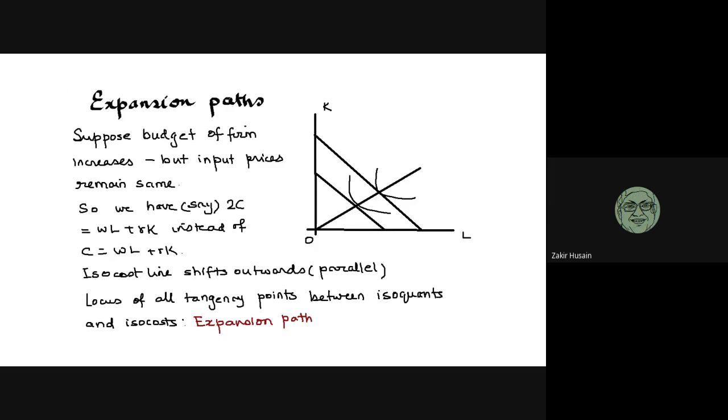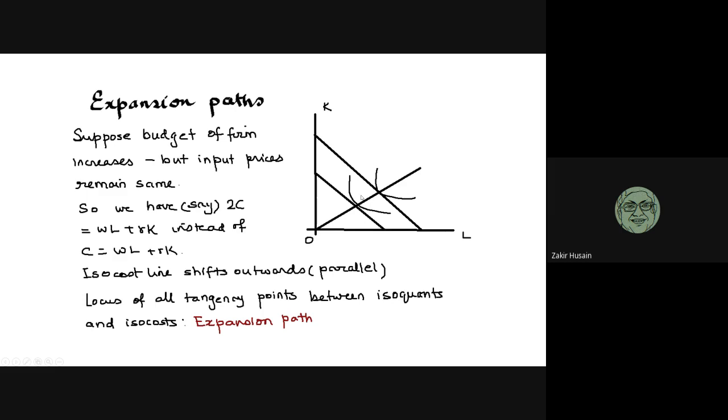Okay. SM has discussed what is an expansion path. So suppose the budget of the firm, the allocation and cost increases, but the input prices remain the same. So initially the cost was C equal to WL plus RK. Now we increase the allocation, so it becomes 2C. 2C is equal to WL plus RK. In that case, there will be a parallel shift of the isocost line.